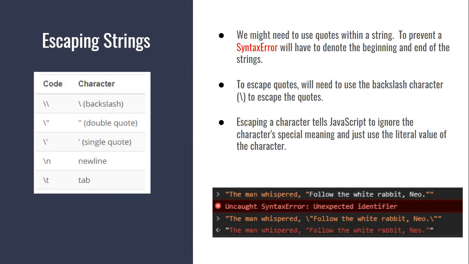We may need to use quotes within a string to prevent syntax errors, to denote the beginning and end of the string. Hold on for that in one second. So sometimes we need to use these backslashes: double quotes, single quotes, new line, and tab. In some of these older versions, we sometimes need to exclude them, or prevent syntax errors here, by escaping them.